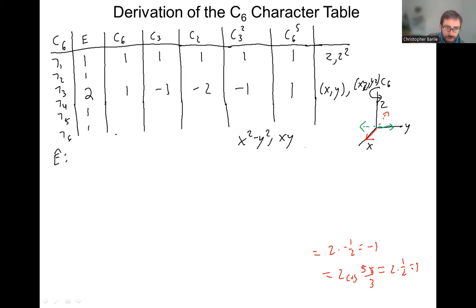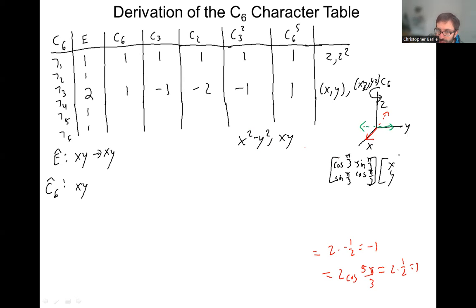So in order to do this, let's do xy. What does xy do with identity? Not interesting, xy goes to xy. What happens when we do C6 to xy? Well, we have to rewrite our rotation matrix. Recall this: cosine pi over 3, negative sine pi over 3, and sine pi over 3, cosine pi over 3, all times xy. That describes how x and y transform when we do C6. So how is xy going to transform? First we have to figure out how x transforms. We expand this out, and cosine pi over 3 is 1/2.